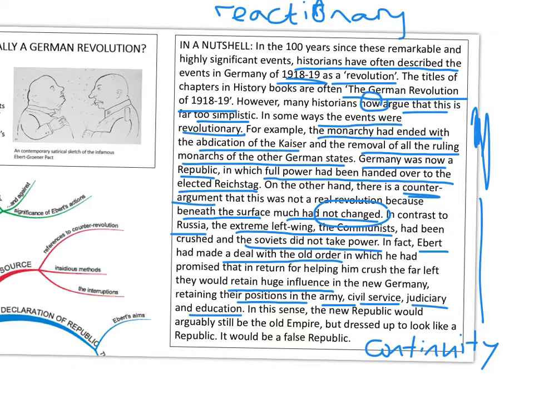So although on the surface the Kaiser and the monarchs have gone and the country is being run by the Reichstag, beneath the surface you've got the old machinery that ran the old empire that, strictly speaking, has now ended, but the machinery is still there and it is being used to run the new republic. So you've got to be able to articulate that point in an exam, and that's a powerful counter-argument.